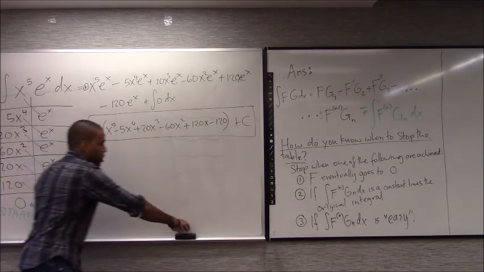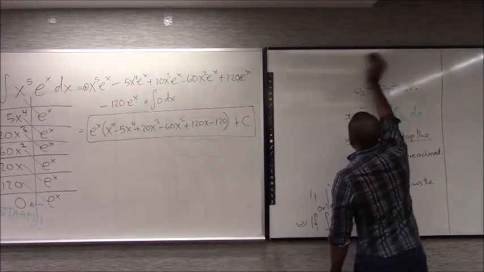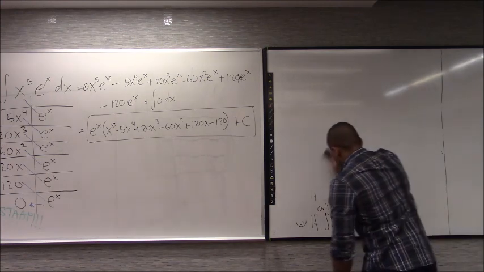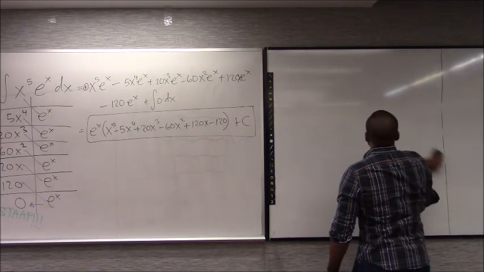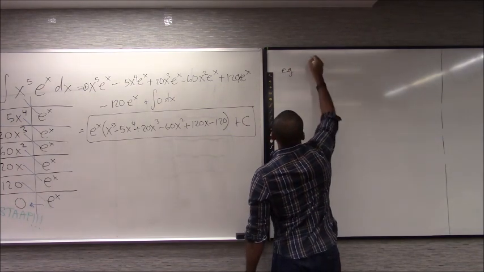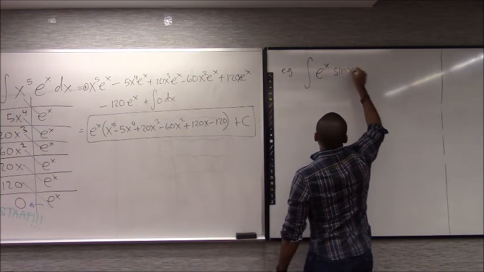Let's do the one that actually revolved on itself. So suppose I wanted to do tabular integration on this guy that we did last time. It's e to the x times the sine of x dx.